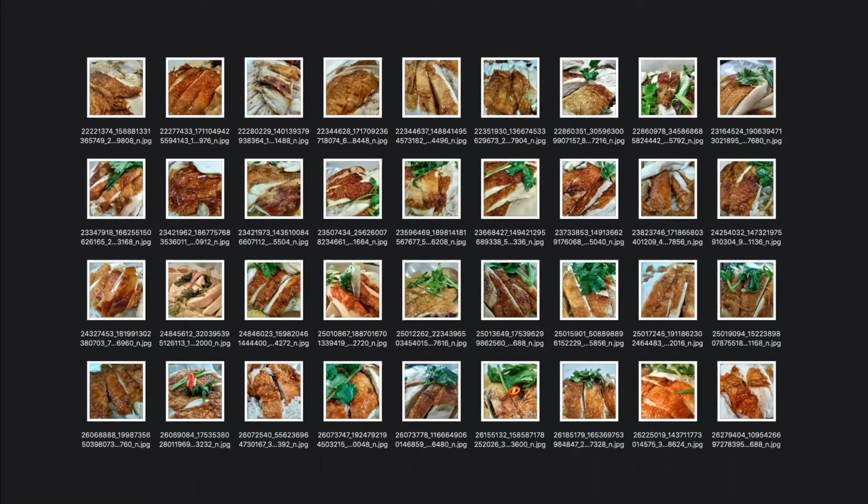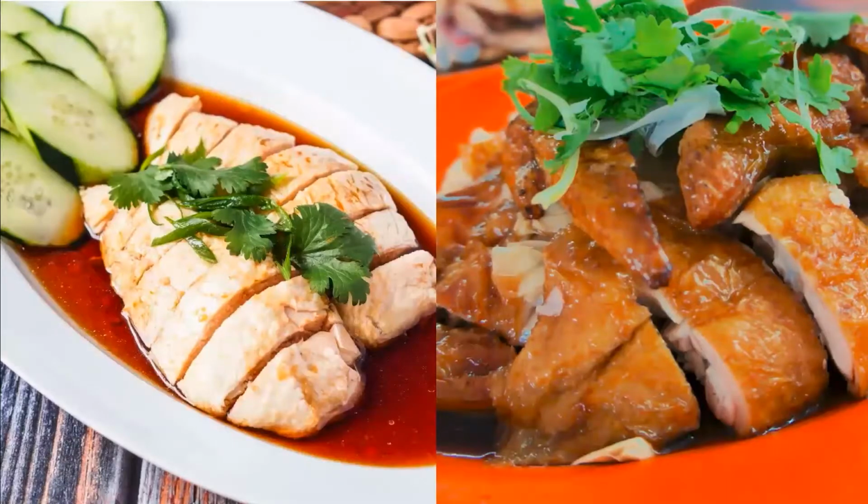So in this particular use case that I have done, right, my use case is I have a lot of pictures about chicken rice. So how do I effectively split those images or teach a machine learning model to help me to understand which one is chicken rice, which one is steamed chicken rice, and which one is roasted chicken? And this is the answer, right?